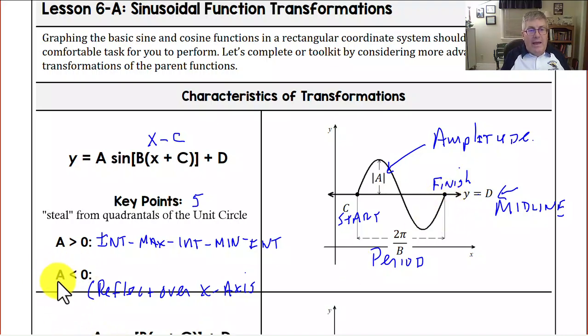Now, when a is negative and we reflect our graph over the x-axis, we follow a similar pattern. We still start at 0 or at an intercept, but then since we go in the negative direction, we go to a minimum, back to an intercept, and then we go to our maximum, and then back to an intercept again. So kind of going in the opposite direction, if you will, if a is negative.